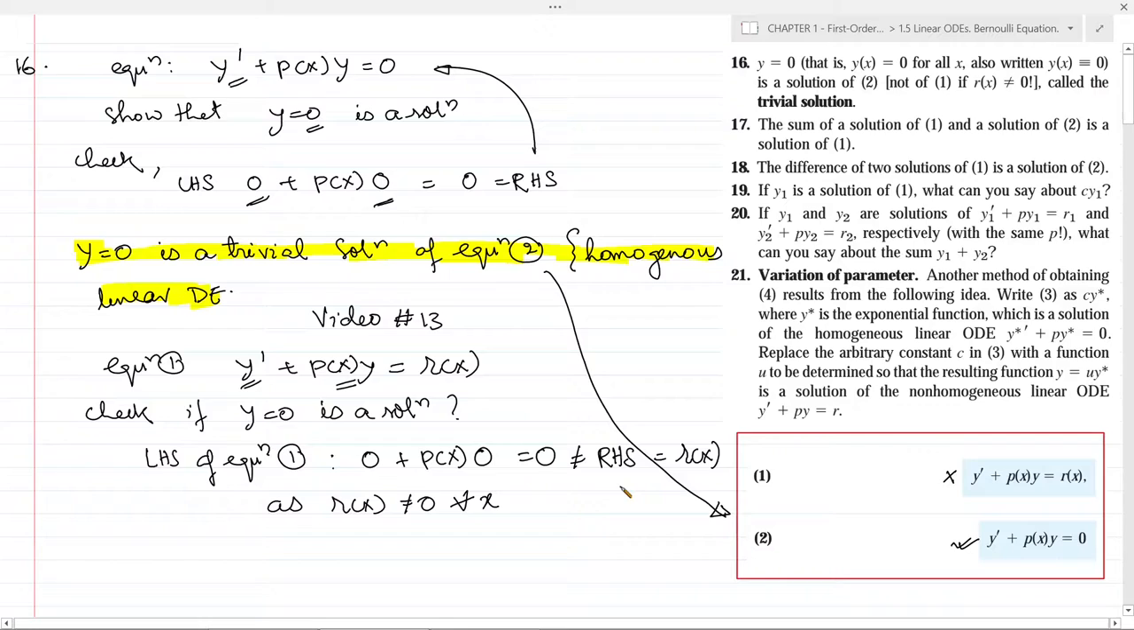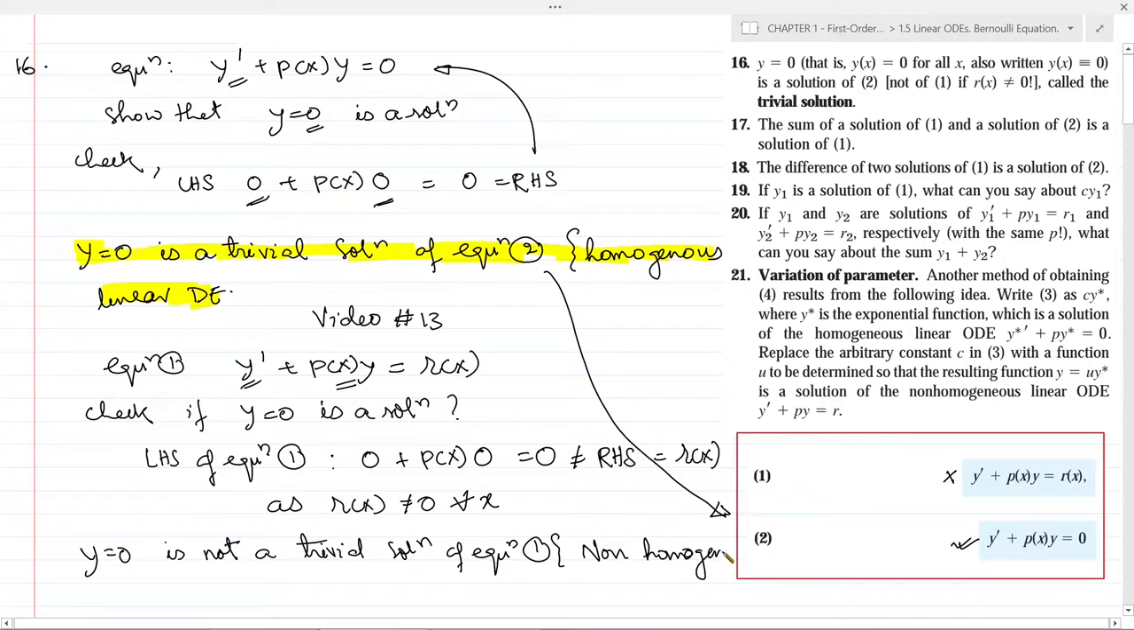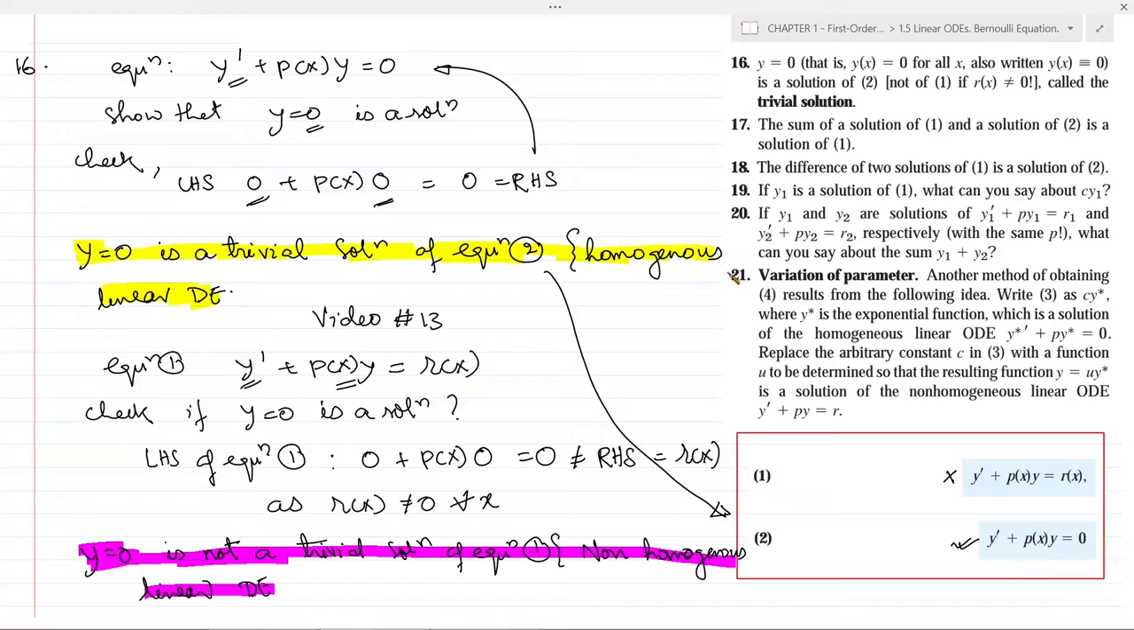So from this we see that y equal to 0 is not a solution of the non-homogeneous linear DE. So we can write that y equal to 0 is not a trivial solution of equation 1, that is, the non-homogeneous linear DE. This is another property. So these two properties you can remember: y equal to 0 is a trivial solution of equation 2 from the book, which is the homogeneous linear differential equation, and it is not a solution of equation 1, which is the non-homogeneous linear differential equation.